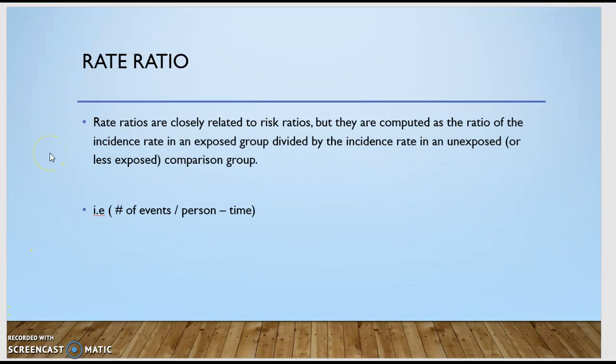Rate ratios are closely related to risk ratios, but they are compared as the ratio of the incident rate in an exposed group divided by the incident rate in an unexposed, or less exposed, population comparison group. An example of this would be the number of events over person time. And we'll get more into that in just a few slides.